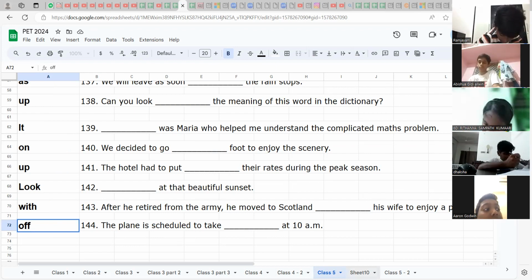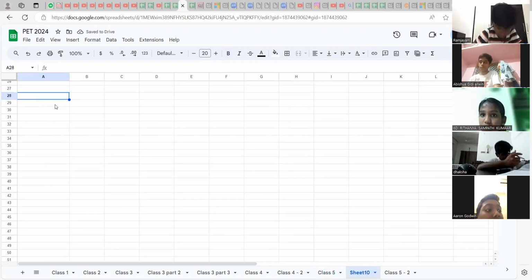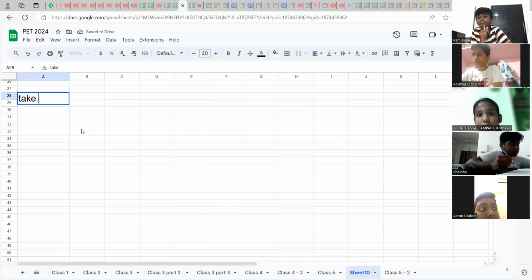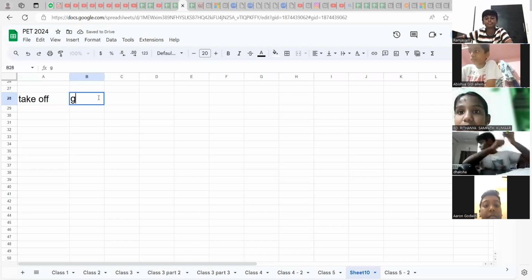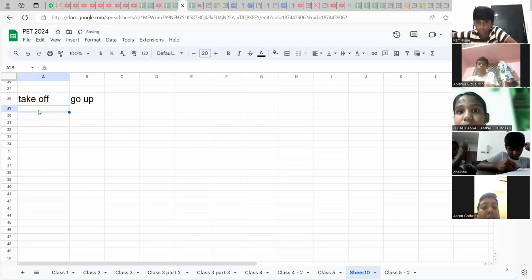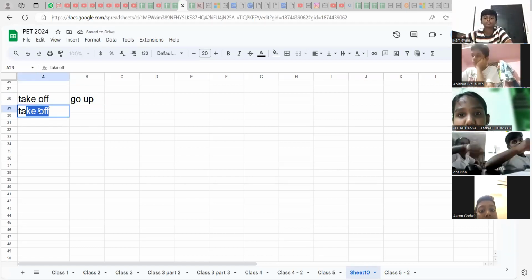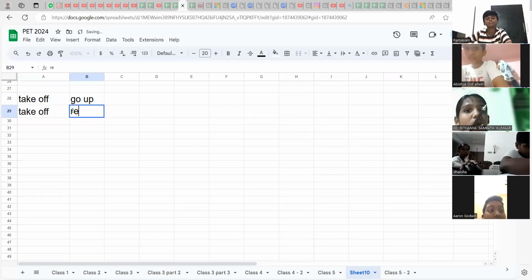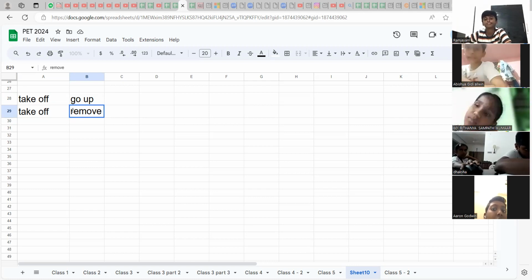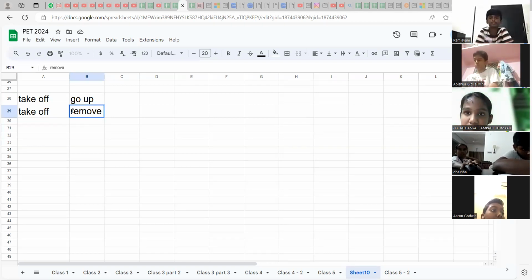Look at this. Take off has got two meanings, Ritanya. One take off is rise, go up, like a plane taking off. Another take off is you take off your dress, Abhi. When you say take off, it means remove. Take off the cover, remove the cover. Take off has got two meanings, write it down. In the exam, they will try to confuse you. If you know it, you'll score it. If you don't know, you'll make a mistake easily.